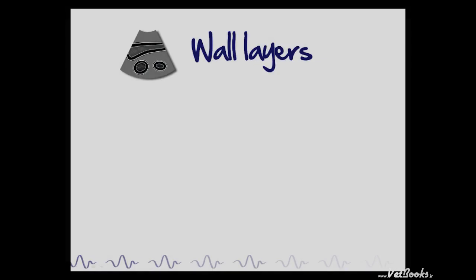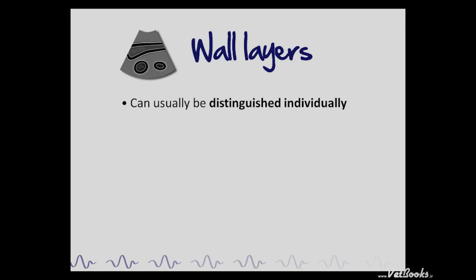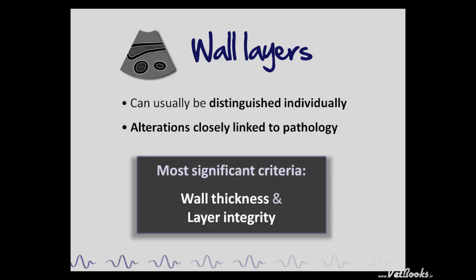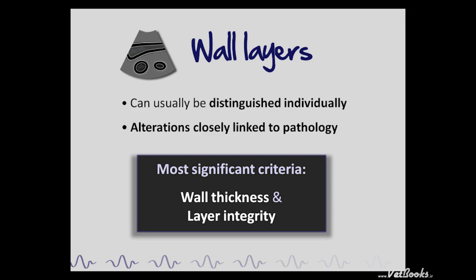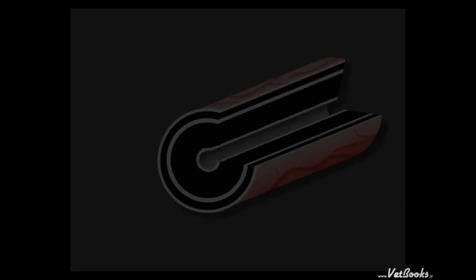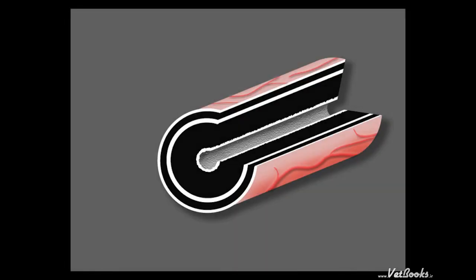The wall layers are generally quite distinct throughout all segments. The alteration of a single or multiple layers is typically linked to some pathology. Of all the ultrasound criteria, wall thickness and integrity of the layers are most significant when discriminating types of pathologies. The ultrasound anatomy of the GI tract is relatively simple.